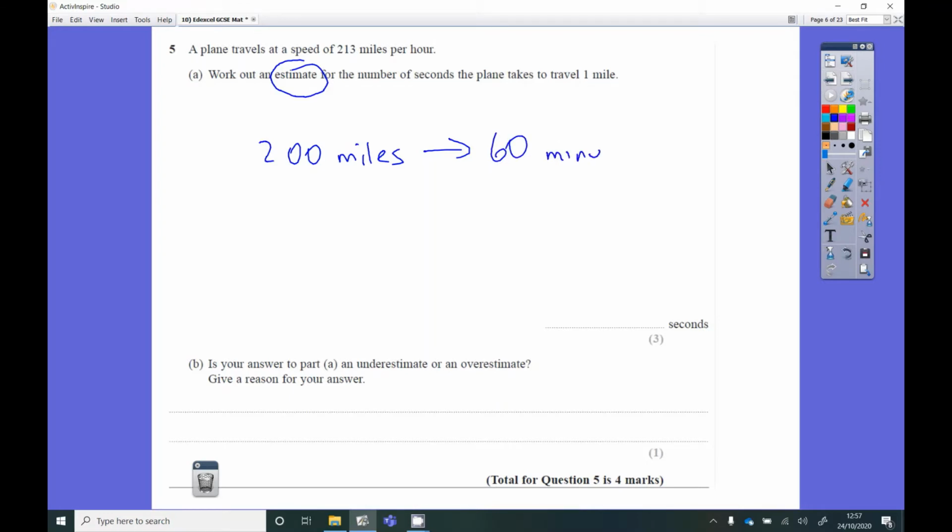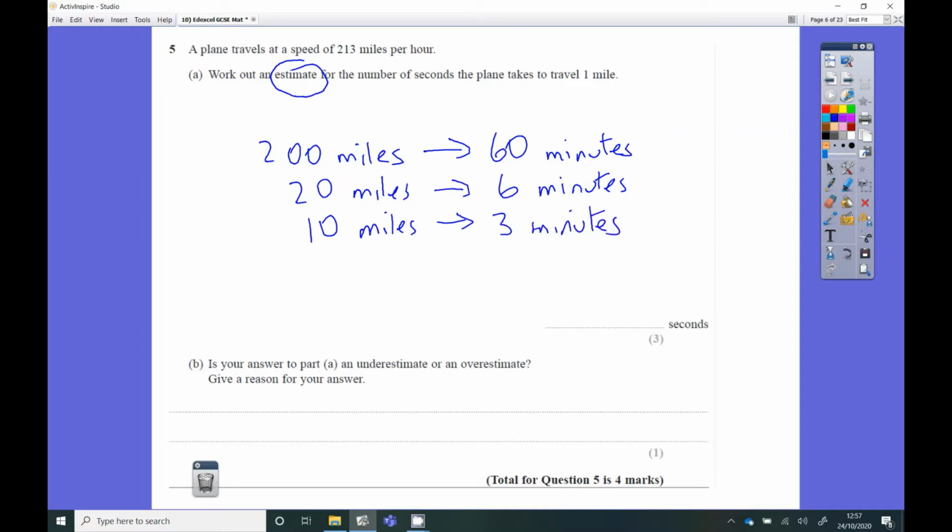We're going 200 miles every 60 minutes. So dividing both by 10, we're going 20 miles in 6 minutes. Now dividing that by 2, we're going 10 miles every 3 minutes. Now what is 3 minutes? There's 60 seconds in a minute, so we're doing 10 miles in 180 seconds. So that's taking us 180 seconds to do 10 miles.